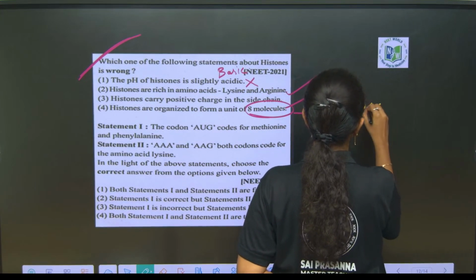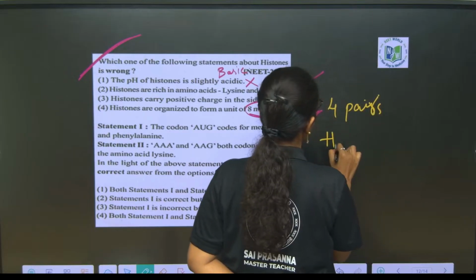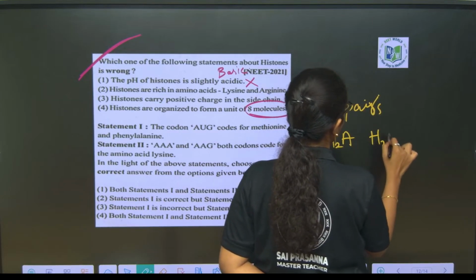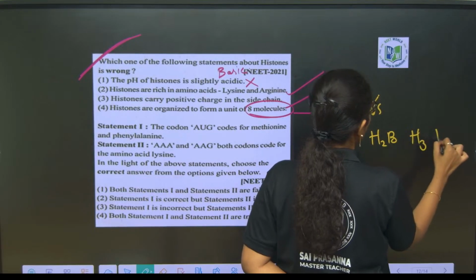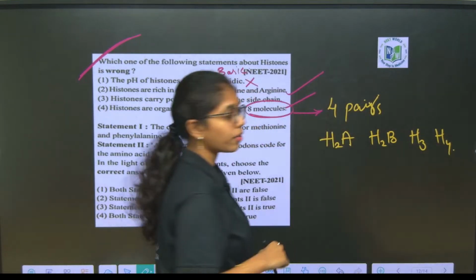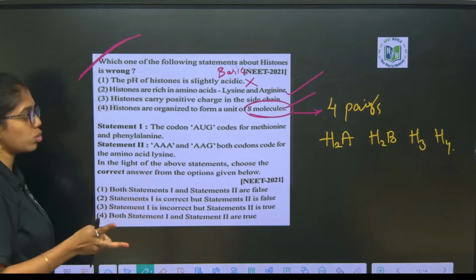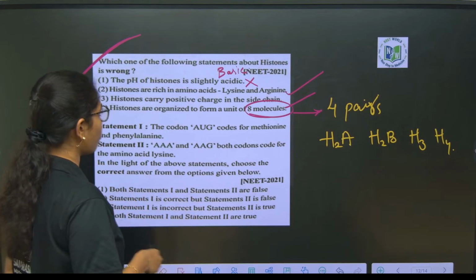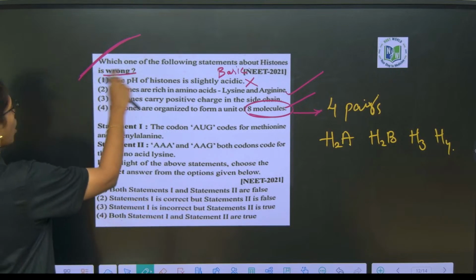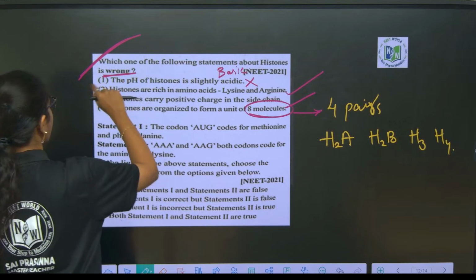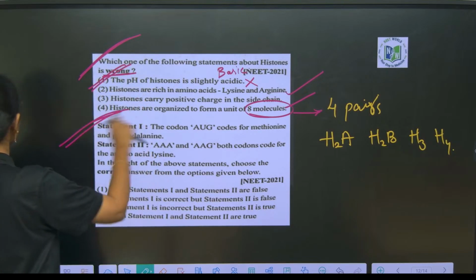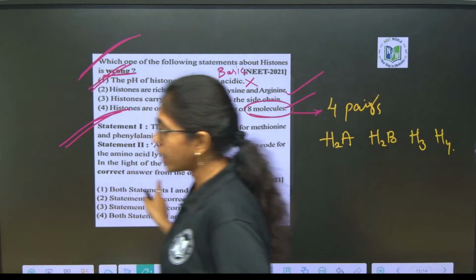What are they? H2A, H2B, H3, H4. Okay, these are 4 histone proteins of 2 sets. So, total it is 8 molecules. So, here which is the wrong statement? Option 1. Very good. Look at this question. Try to answer this.